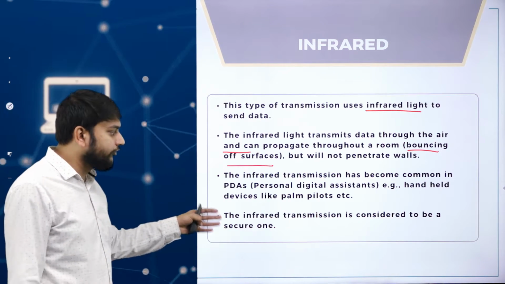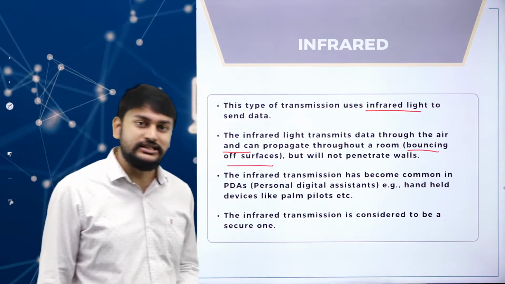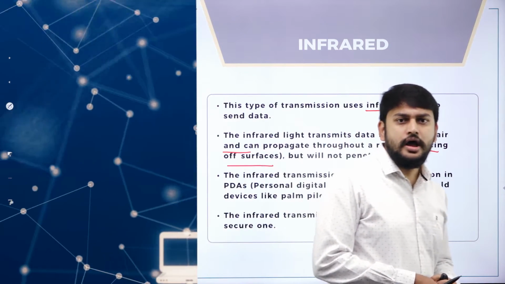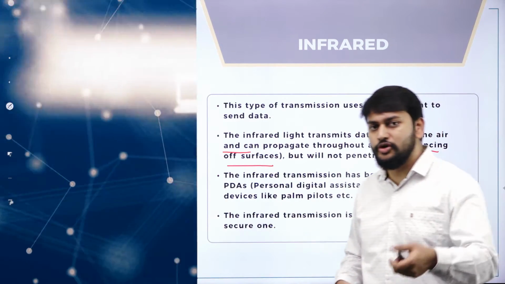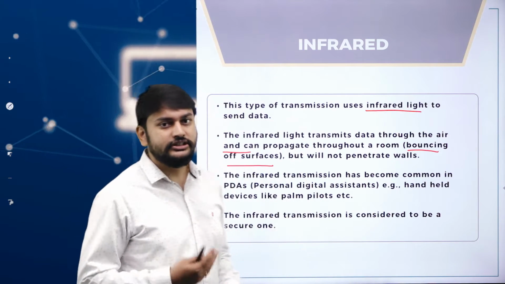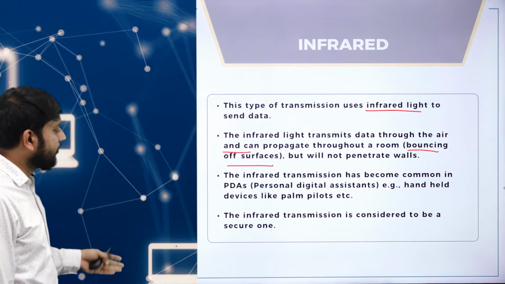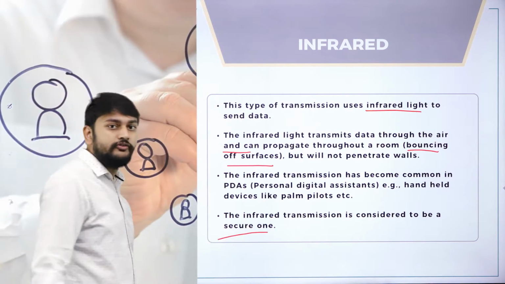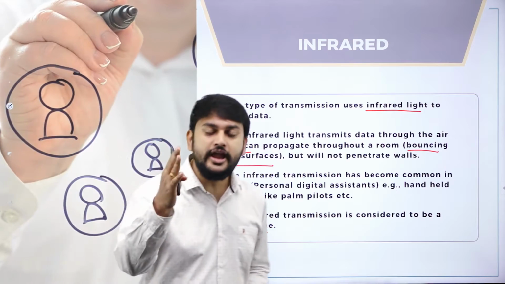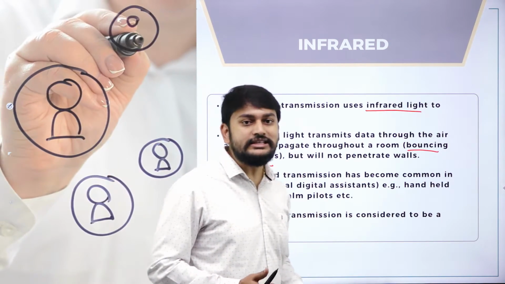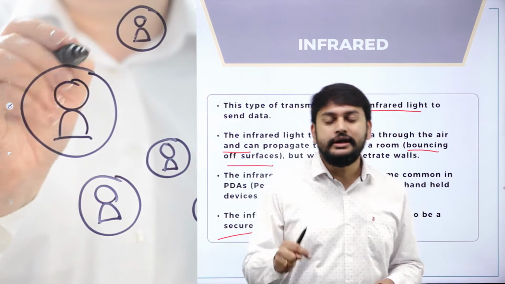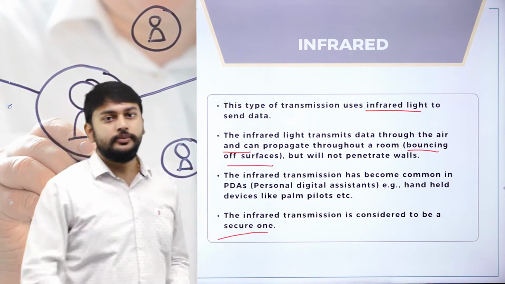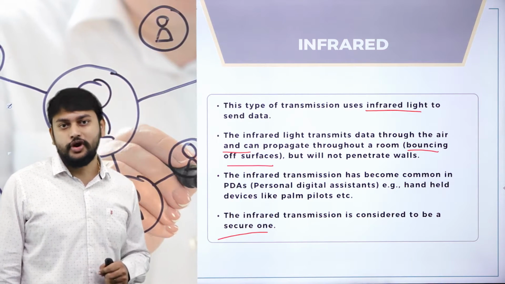Mainly we use it for personal digital assistants. The devices you are using, like your iPads or your TV remotes, all use these infrared lights. Now, infrared transmission is considered to be a secure one. Whenever you are transmitting data using infrared, it is not so easy to penetrate your data, is what people suggest. This is what you need to remember with respect to infrared rays.